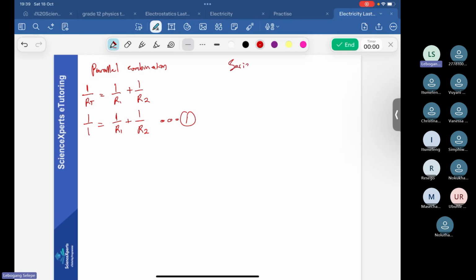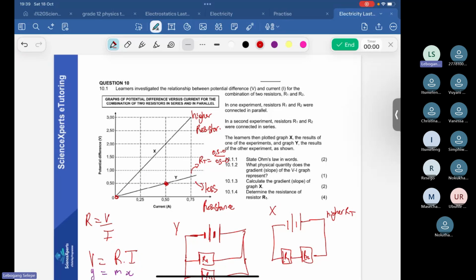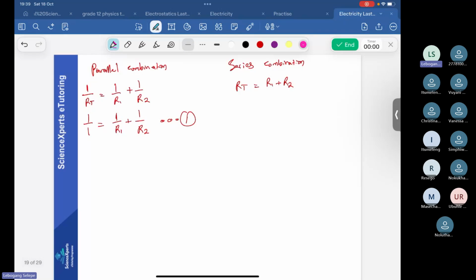Then for the series combination, R total is equal to R1 plus R2, right? R total for the series combination will be the gradient of this graph. So look at the gradient of this graph. I can use this point and the 0 to 0, right? So the gradient would be 2 minus 0 over 0.5 minus 0. So 2 divided by half is 4, right? So R total is 4 here. So I would have 4 equals R1 plus R2. Then I have created two equations with two variables, and I can solve them simultaneously.